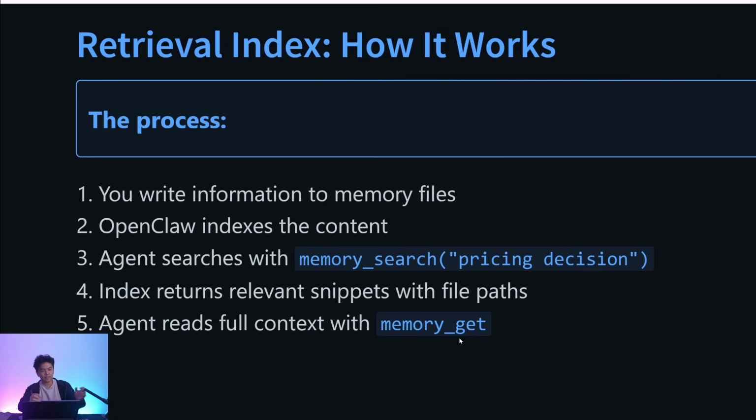And how it works is you write information to memory files. OpenClaw then indexes the content, and the agent searches with something like, memory search for the word pricing decision or Pepsi. And the index returns relevant snippets with file paths. Then the agent reads the full context with memory get. It's a two-step process: search, then retrieve.